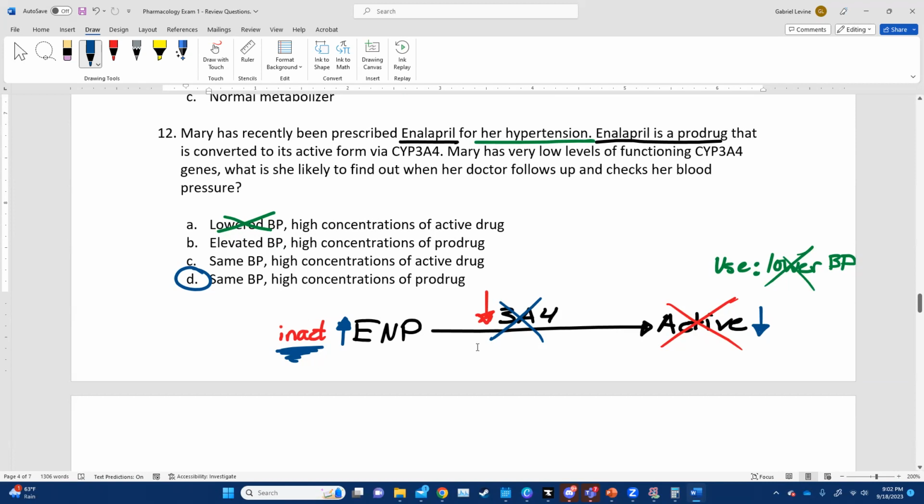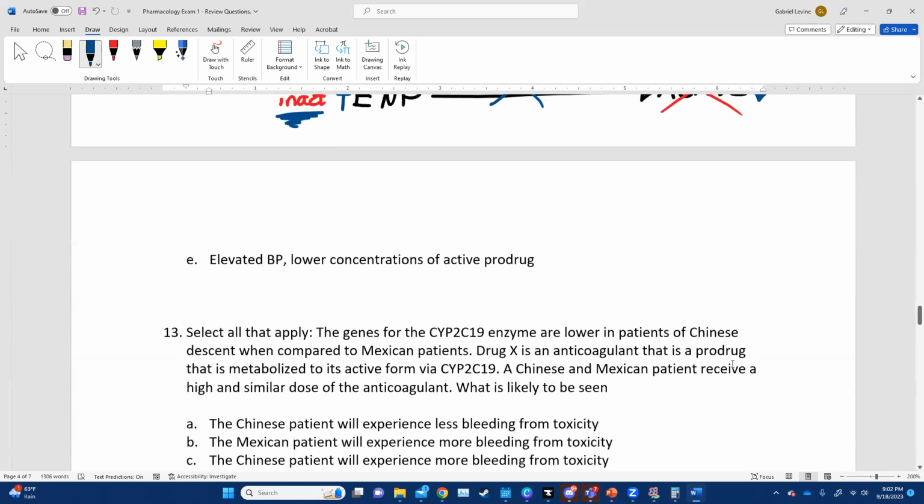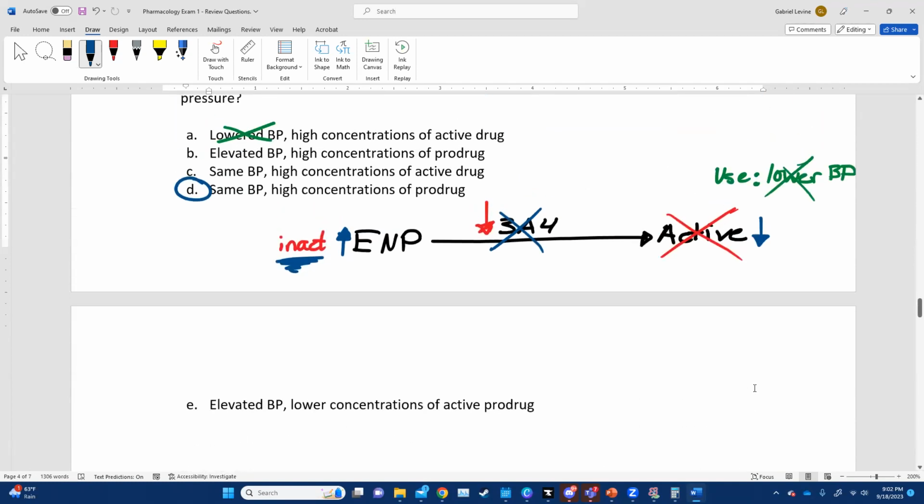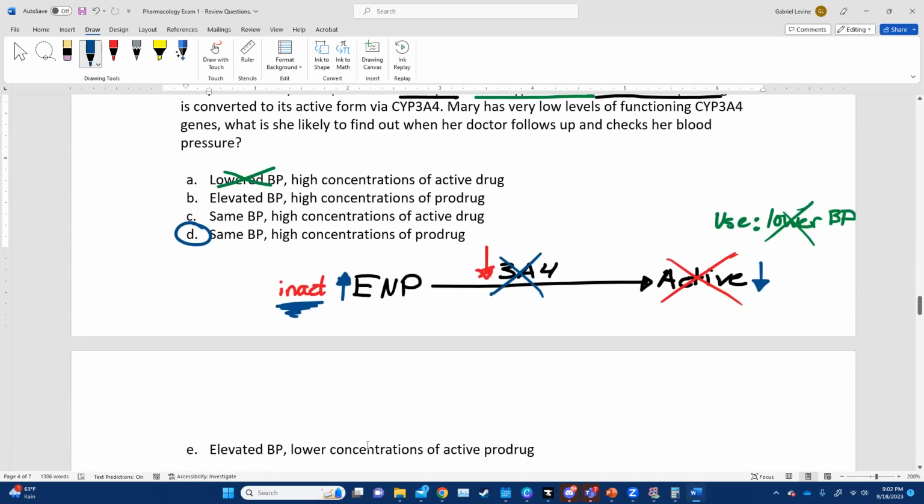Tricky, right? Oh, here's the other one. Lower concentrations of active drug. Tricky. Plus elevated blood pressure.